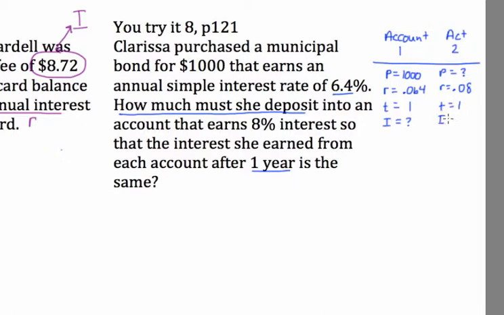Do we know our interest? Well, they want the interest to be the same. So that means if I can first figure out what this interest is, then I can put that number here and then solve for the principal last. So I'm going to solve this, the account 1 interest. Then I'll know to put that over here for account 2, and then I can solve for P. Okay, so let's get started.